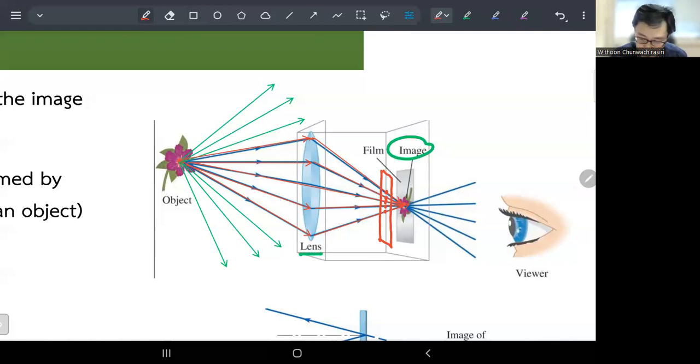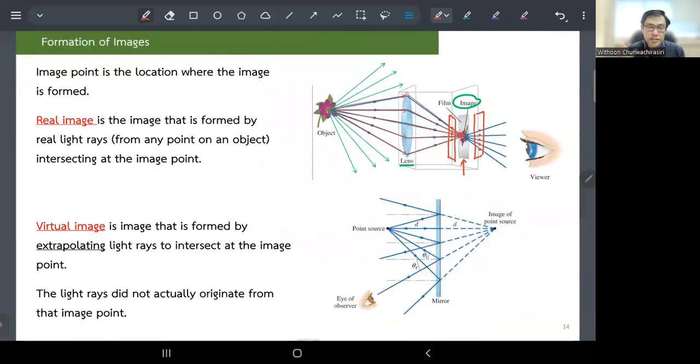Does that make sense? Or if you move that paper a little bit backward over here, then those spots will not be exactly on top of each other. You can have another blurred image. So you just have to move your screen around until you find exactly where all the rays are crossing at one particular point. And that's when you have the image in focus. All right, that's what I want to say. That's what it means by image formation.